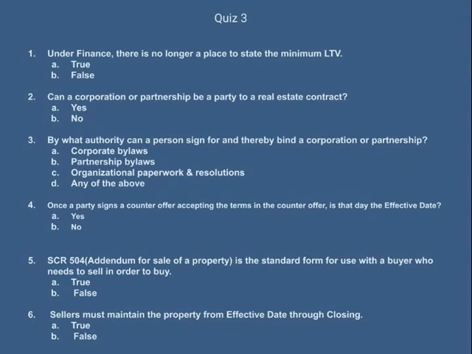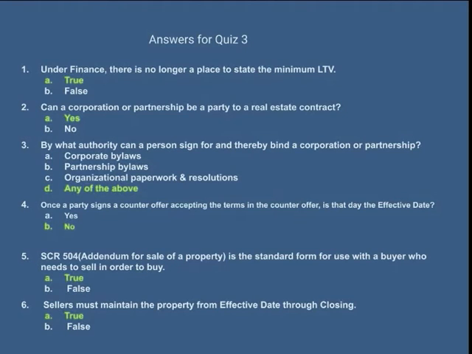Now we take quiz 3. Take your time, go through. If you don't know the answer, find the answer. So stop the recording, find your answers, and then come back. Now we move on to the answers for quiz 3. Under finance, there is no longer a place to state the minimum loan to value. That is true. You only put the maximum in there now. Can a corporation or partnership be a party to a real estate contract? Yes, they can be a party.